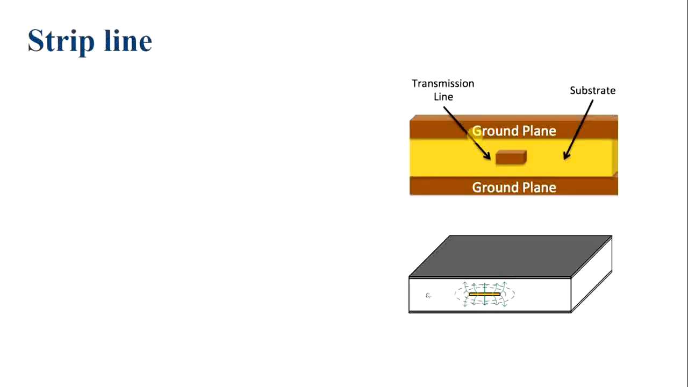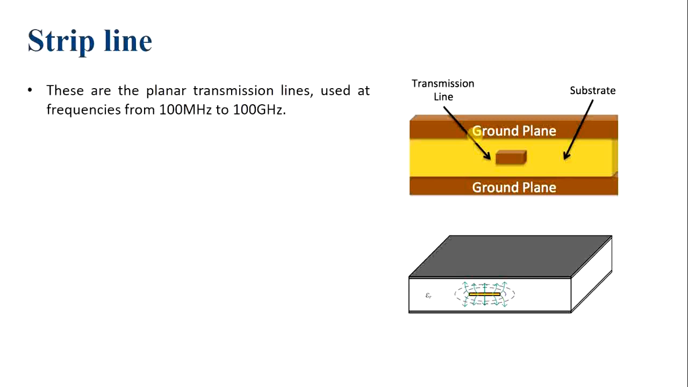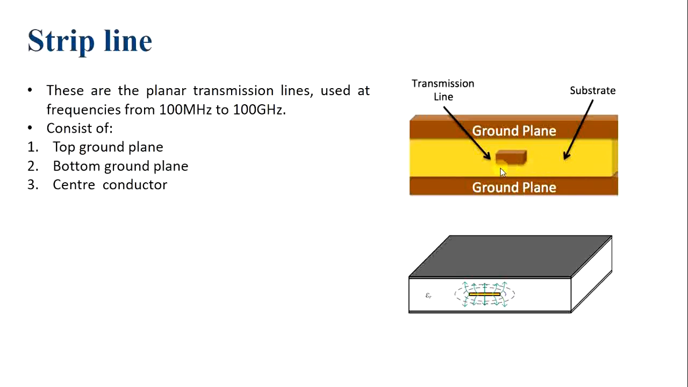So starting with the strip line, these strip lines and microstrip lines, they all are used for transmission of microwave signals. So strip line, it is a planar transmission line which is used at frequencies from 100 MHz to 100 GHz. And as shown in the figure, they consist of a top ground plane, bottom ground plane and a center conductor. And these ground planes are fabricated by using printed circuit board technology.